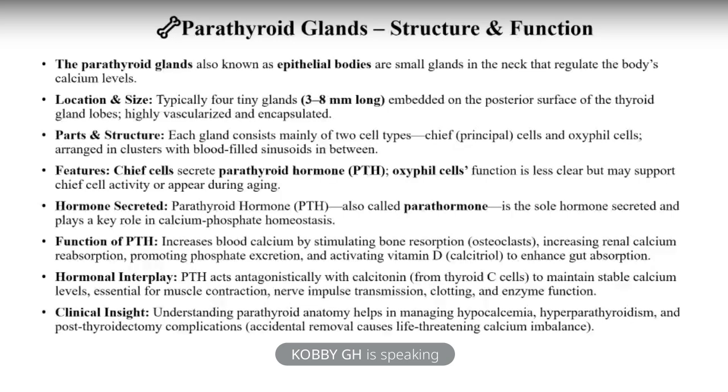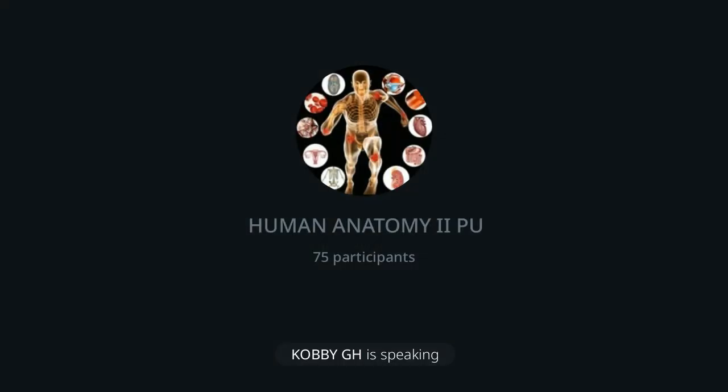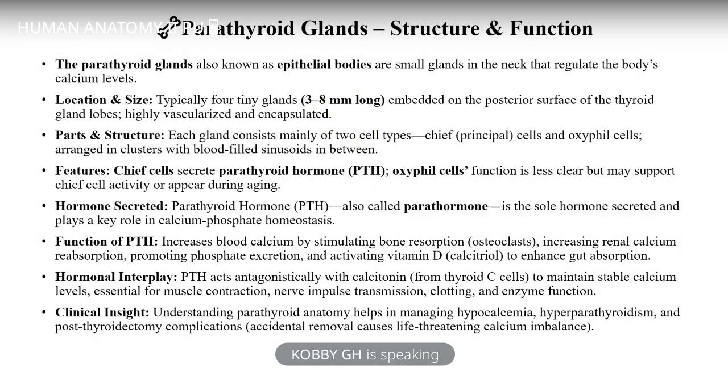Okay, so remember, the parathyroid gland, what does it do? It increases your blood calcium level. At the same time, it helps to lower your blood phosphate levels.